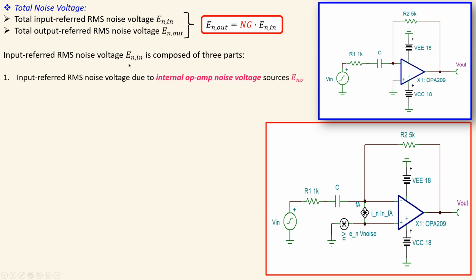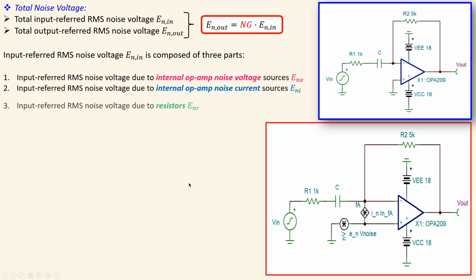Now, the input referred RMS noise voltage is composed of 3 parts. First, the input referred RMS noise voltage due only to the internal op-amp noise voltage, which is given by this symbol. Similarly, you have the input referred RMS noise voltage due to the internal op-amp noise current, which is given by this. So it will also cause some input referred RMS noise voltage.